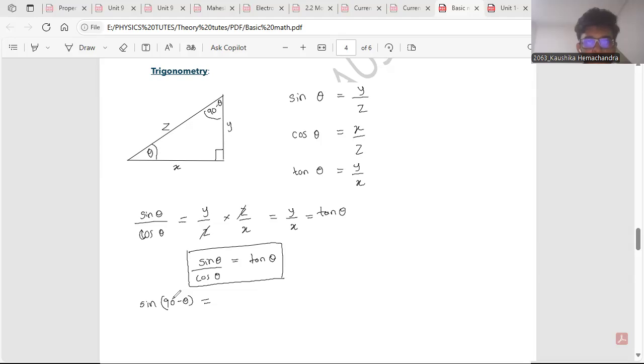It's the sine of this angle. Don't be afraid of the 90 minus theta. The sine of this angle, 90 minus theta, will be x over hypotenuse. Opposite over hypotenuse, x over z. What is x over z in terms of theta?